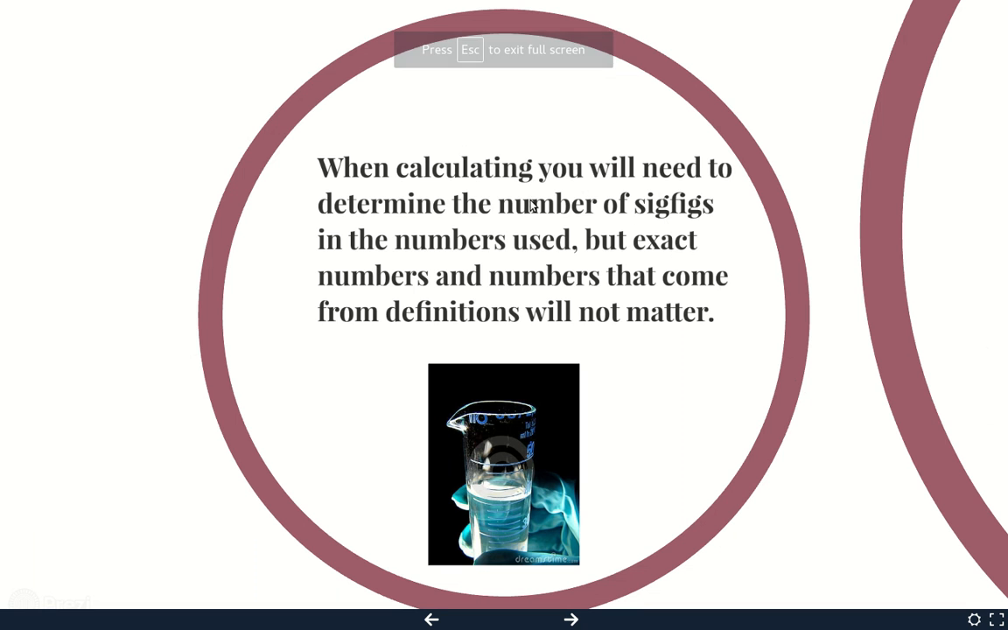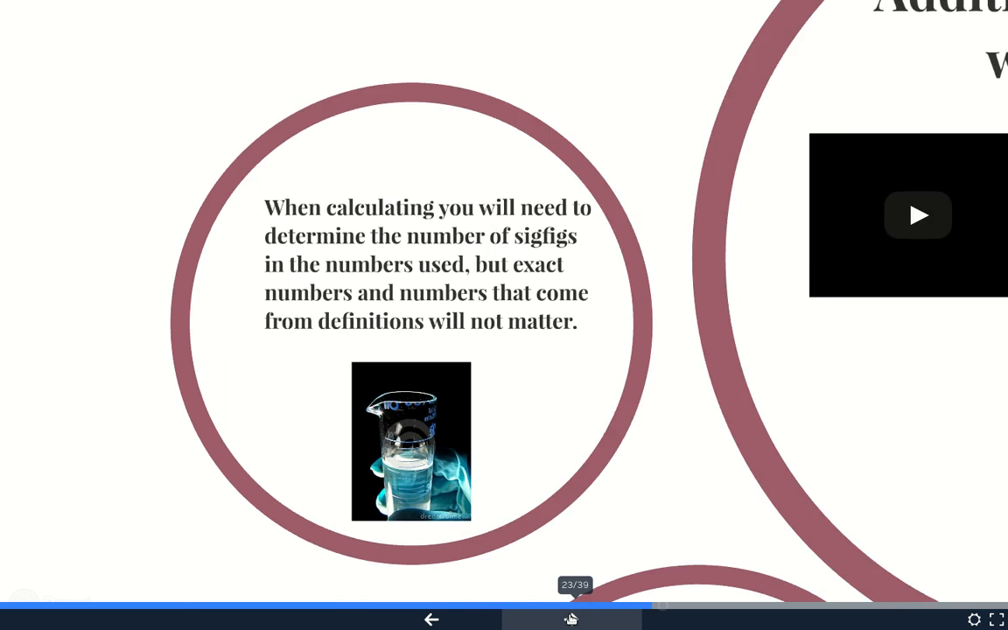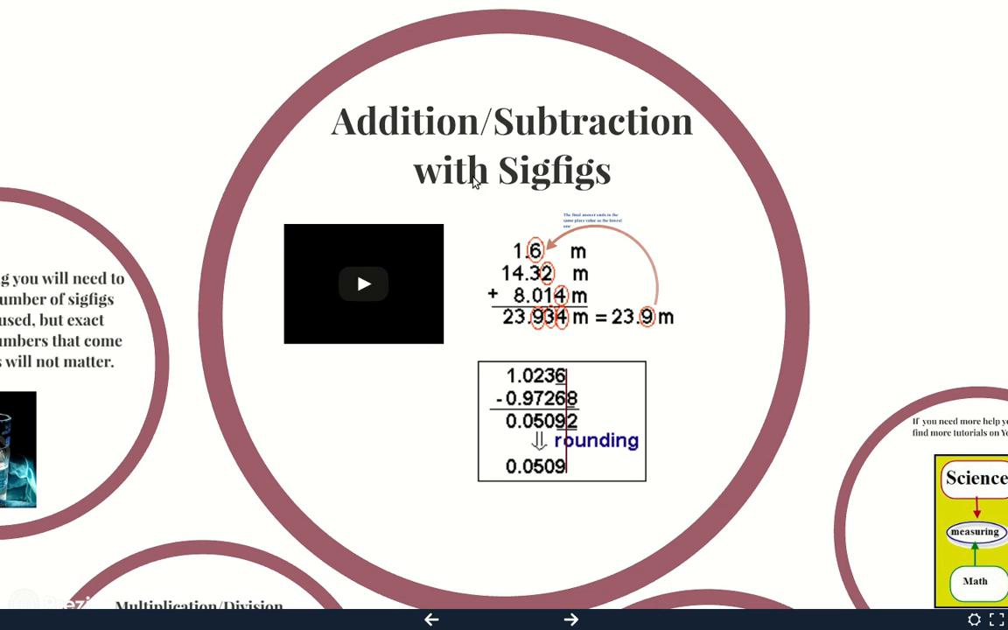Okay, now we're back at the Prezi, and I skipped over to the calculating portion. So when calculating, you need to determine the number of sig figs in the numbers used, but exact numbers and numbers that come from definitions will not matter. Okay? So addition and subtraction with sig figs. This is a video that talks about addition and subtraction with sig figs. We're going to go ahead and watch this one.